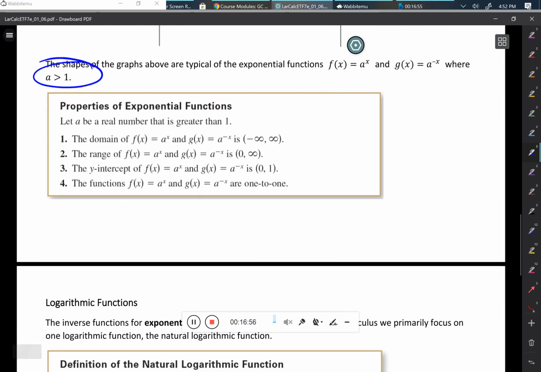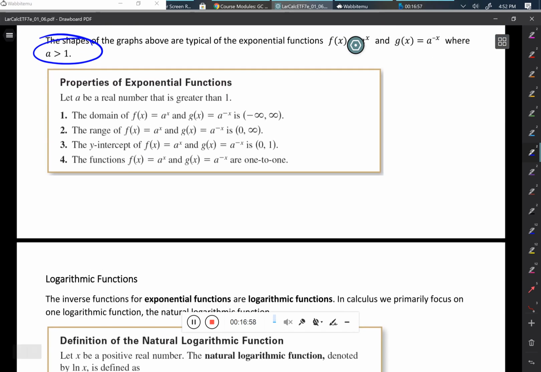There are some basic properties of exponential functions. Fairly certain you've seen these before. Domain is all real numbers. Range is just 0 to infinity. They have an intercept at 0, 1, and these are one-to-one functions. Now this should jump out at you because if it's a one-to-one function, that means from last section, this thing is going to have an inverse.